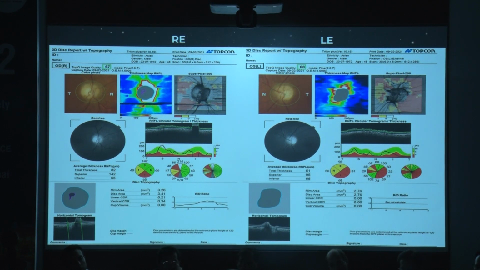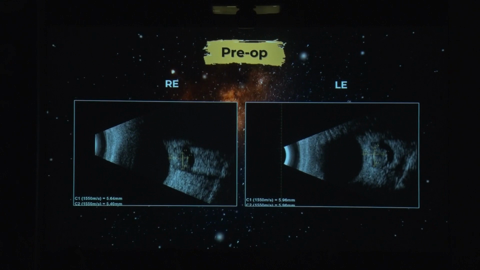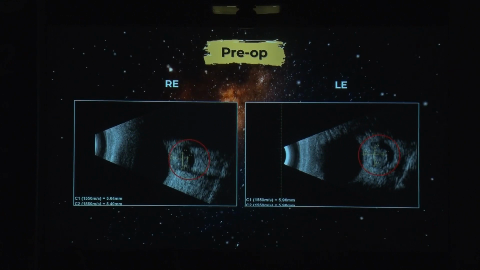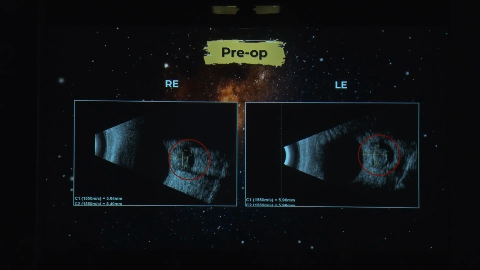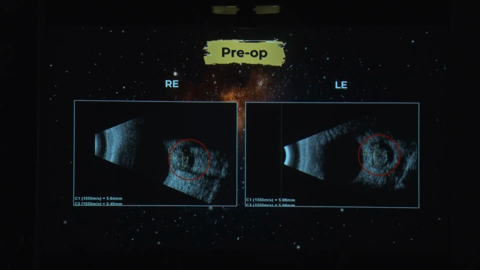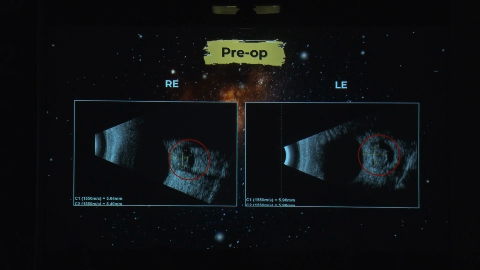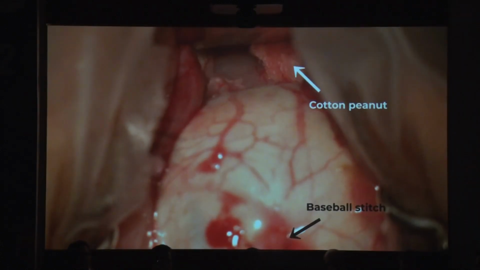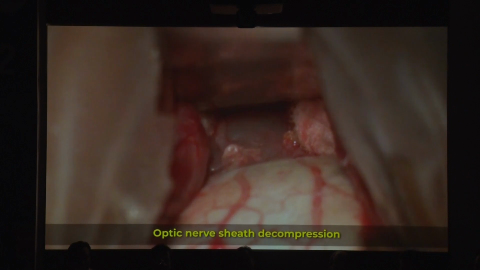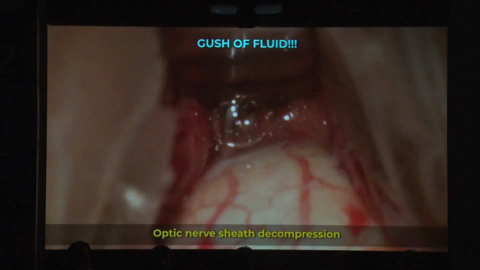So what we need to look at then is the B scan, and note here the amount of SAF around it, and the optic nerve head size was as high as 6 millimeters. Anything more than 3.5 is significant. In view of the significant fluid around the nerve, we planned for an ONSF. As you can notice, the optic nerve sheath is so enlarged that it can be seen even without retracting the baseball stitch. And with one go, see the amount of fluid gushing out.